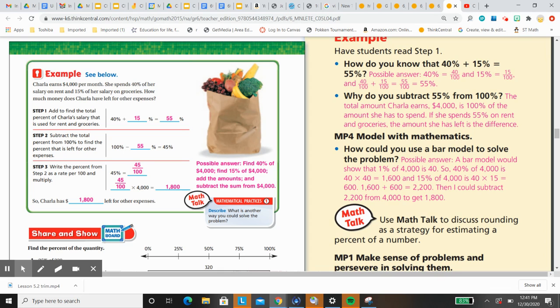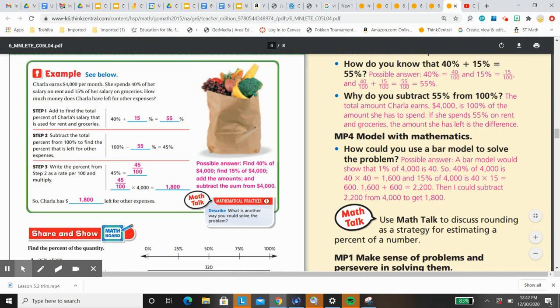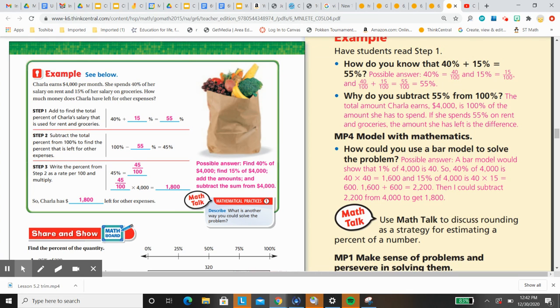Now, remember, you can add these percents together. The whole total, her 4,000, is 100%. So if I take 40 plus the 15%, I get a total of 55% is used on groceries and rent. So we want to know what the other part is. So to do that, we're going to follow step 2, which is to subtract the total percent from 100. So the whole total is 100 minus 55 is equal to 45. So 45 is the amount that we have to find. Okay, so their step 3 is they're going to change it to a fraction and then take it times 4,000. You can just change this into a decimal by making it 0.45 and then multiplying that by 4,000, and you'll get that same answer here of 1,800.